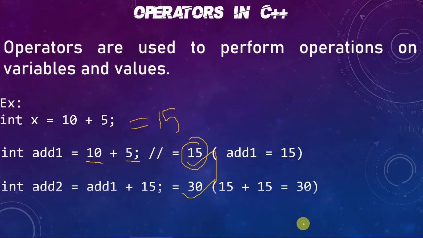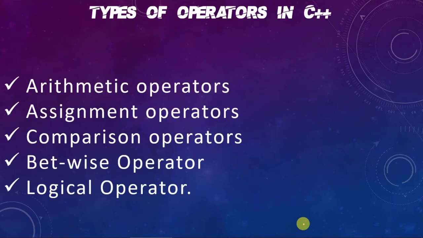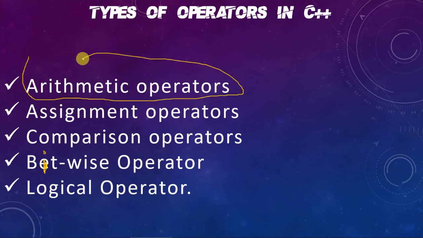Okay guys, so let's discuss the types of operators in C++. There are several types of operators in C++: arithmetic operators, assignment operators, comparison operators, bitwise operators. Sorry guys, here it should be bit, not bat, sorry for that. Bitwise operators and logical operators. We will discuss all the operators in upcoming videos, and now in this video we will discuss only arithmetic operators in C++.